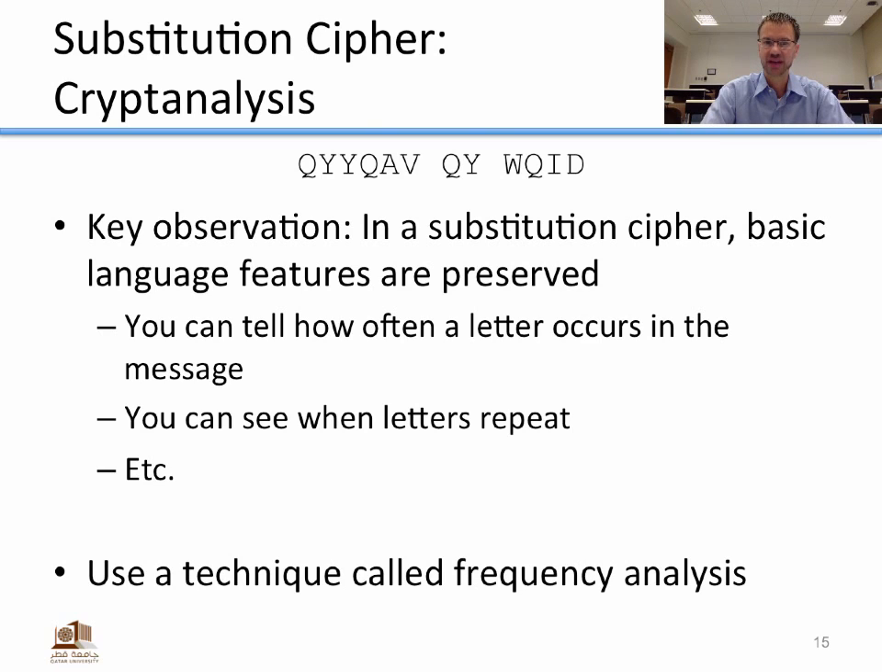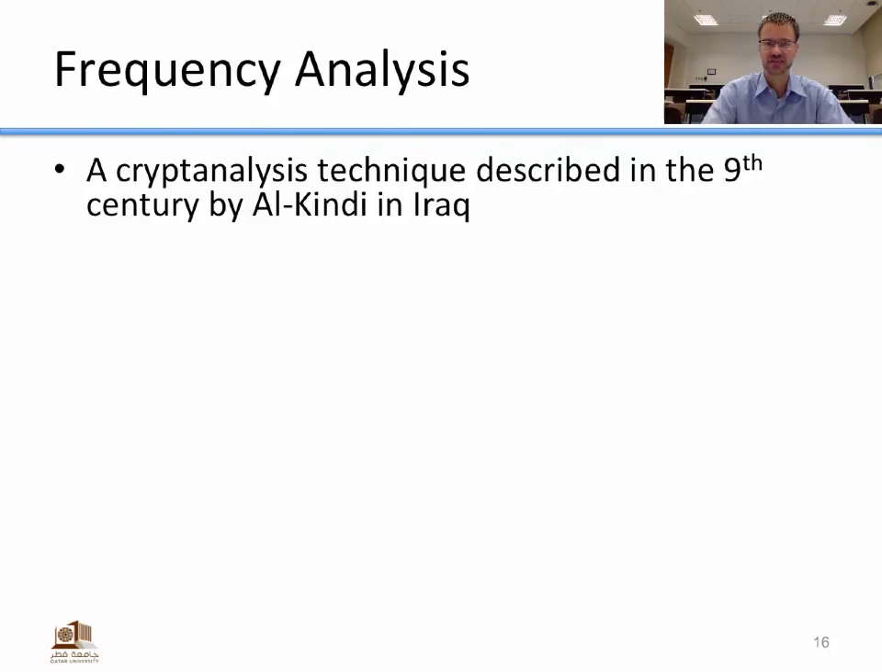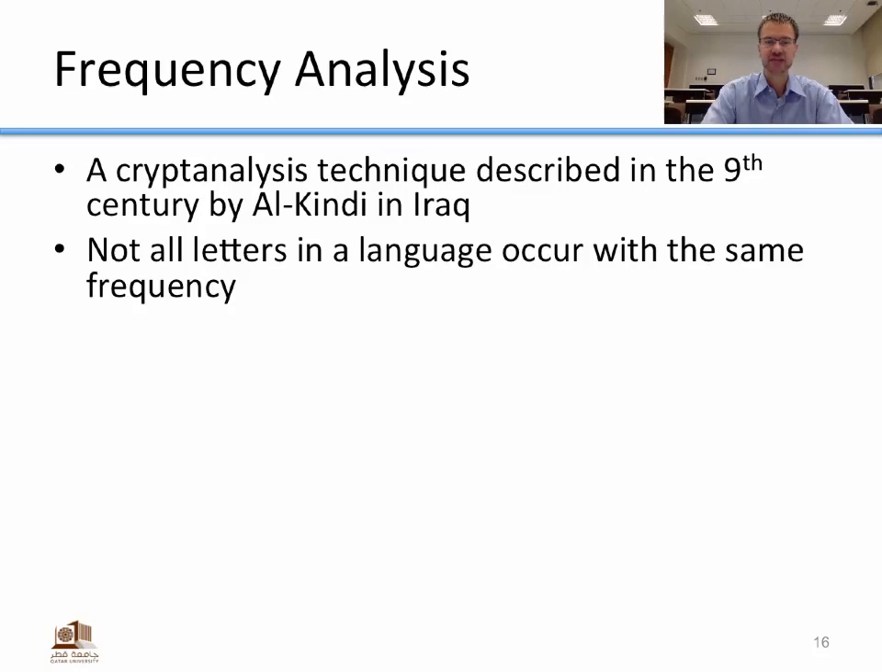So in order to break a substitution cipher, we typically use a technique called frequency analysis, as well as the language features I just described. So what's frequency analysis? Well, it's a cryptanalysis technique described in the 9th century by Al-Kindi in Iraq. He was an Arab philosopher. And his observation was that not all letters in a language occur with the same frequency. And in addition to that, we also make use of the language features that I just described.